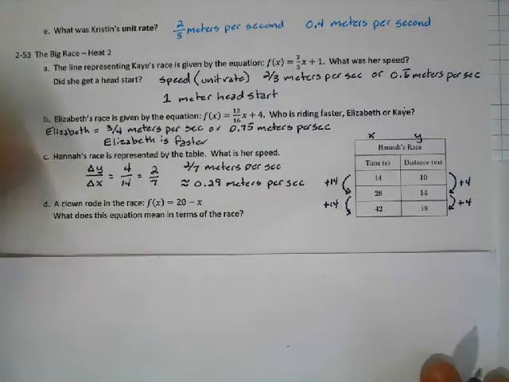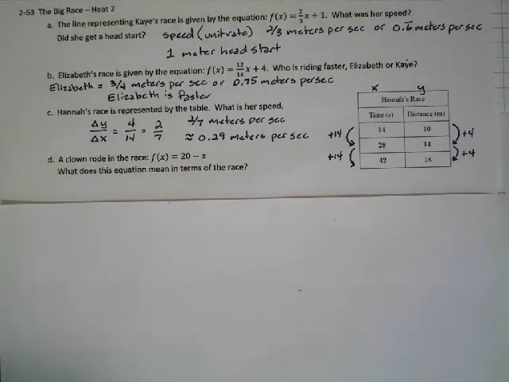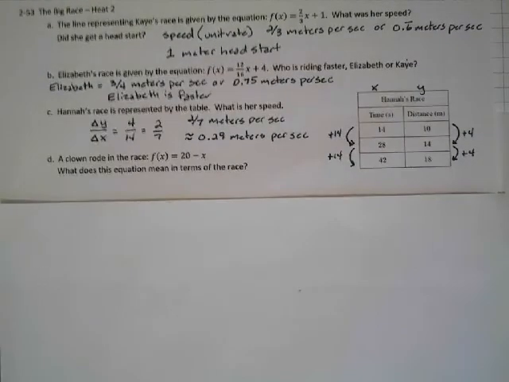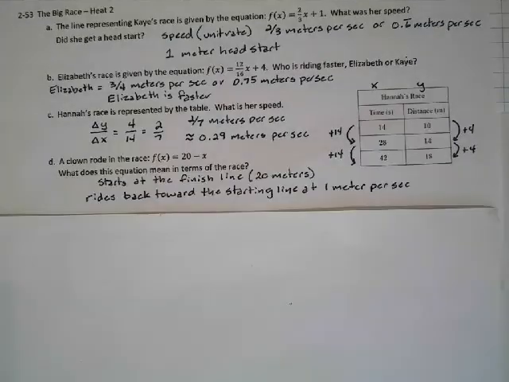All right, and our last one. A clown rode in the race. So some goofy person goes into the race, and their equation is 20 minus x. Now what does that mean in terms of the race? Think of their starting place. Where are they starting the race? Think of their speed. What's happening to this clown in this race that is 20 minus x? All right, see if you can answer that. 5, 4, 3, 2, 1, pause.